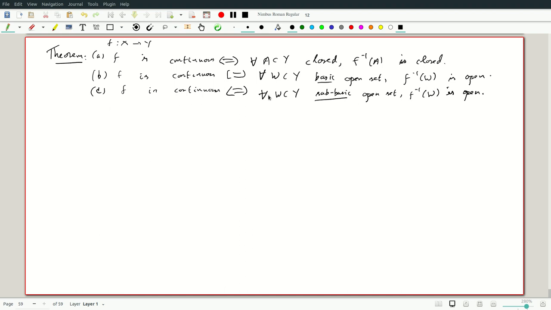So for B and C, one way is clear, because basic open sets are open and sub-basic open sets are open. So if f is continuous, f inverse of W has to be open. It's the other way which is a theorem. But for the first one, it goes both ways, and it's actually quite easy. What is common with all these is they involve those nice properties about inverse image of a set under a function. Okay, so suppose f is continuous.